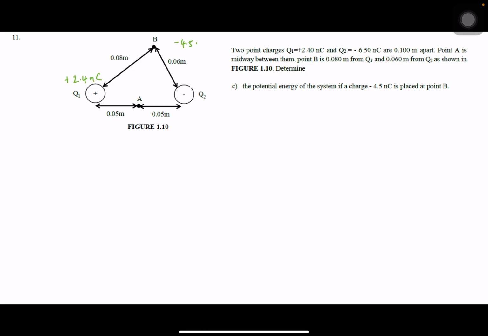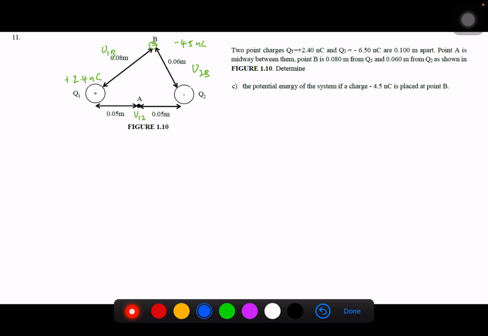And then the next question, they want to find the potential energy of the system with the charge negative 4.5 nanocoulomb placed at point B. So now the question states that they put negative 4.5 over here, at B. So now you have three charges. This is the system. The question is to find potential energy.